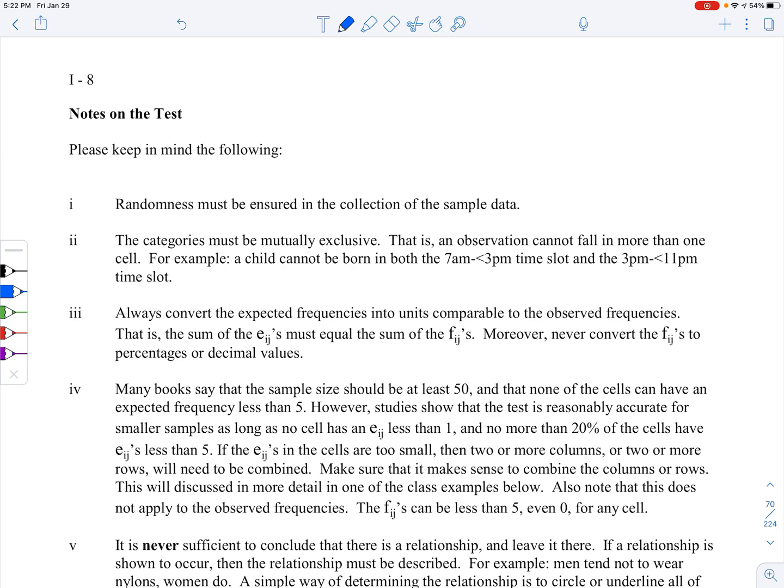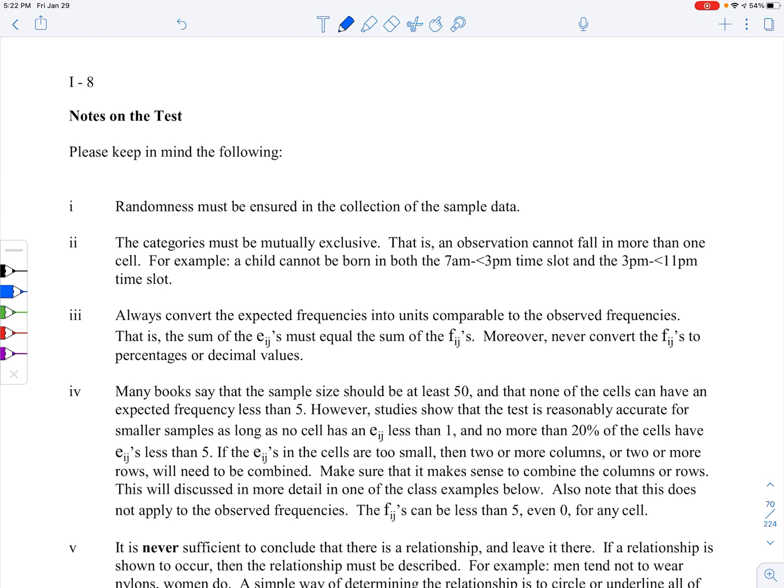This is really an important one, and one that people will often make a mistake about. That is, an observation cannot fall in more than one cell. So for instance, a child cannot be born in both the 7 a.m. to less than 3 p.m. slot and at the same time be in the 3 p.m. to the less than 11 p.m. time slot. Well, you might look at that and say, well, that's obvious. Where it's not obvious is when you're dealing with problems that are check all that apply. Let me give you an example.